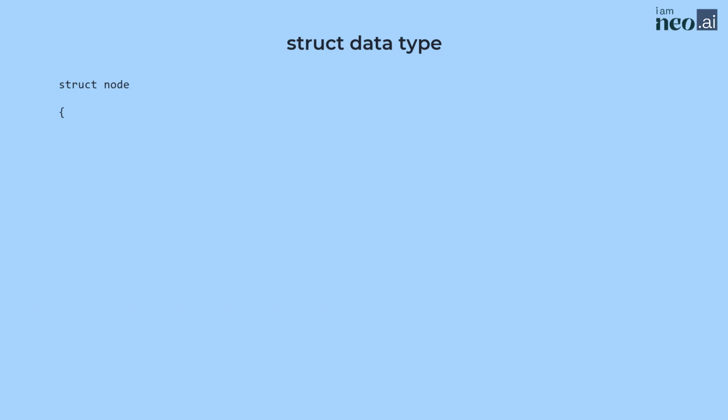Inside this, we'll have two different data types. One is the data part and the next one we'll be calling the address part, of type struct node star next. And finally, we have to terminate with a semicolon. A node consists of two parts. One is data and the next one is the reference part.